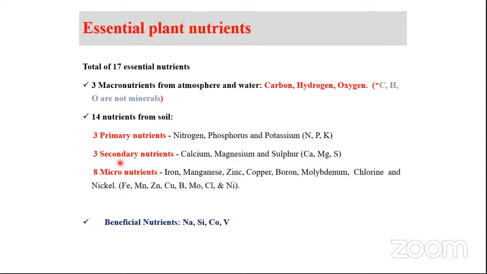And coming to the secondary nutrients, calcium, and so on. And coming to the final group, 8 micronutrients: iron, manganese, zinc, copper, boron, molybdenum, chlorine, and nickel. So these are the 8 micronutrients. And finally, there are beneficial nutrients, needed in very small amounts, but somewhat beneficial in the uptake of other elements, like sodium, silicon, cobalt, and vanadium. These are the beneficial nutrients. So this is the essential plant nutrition. Keep it in mind, this is very fundamental. Based on this, we are going to learn many things.